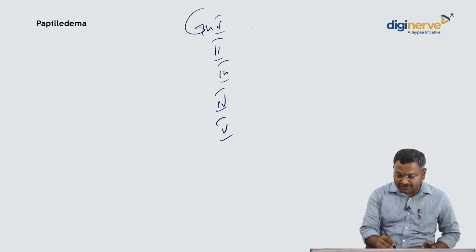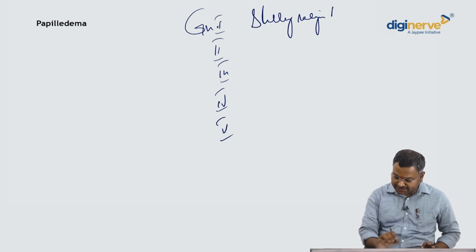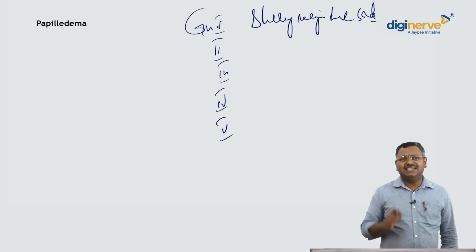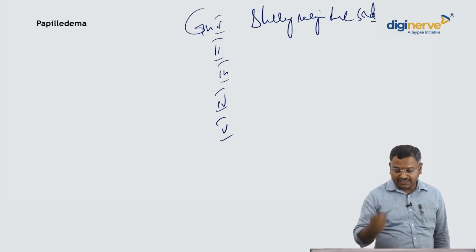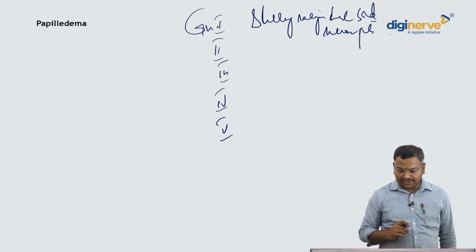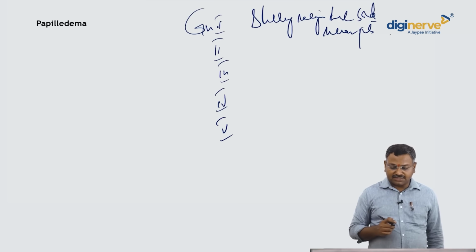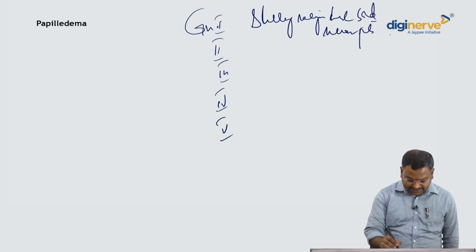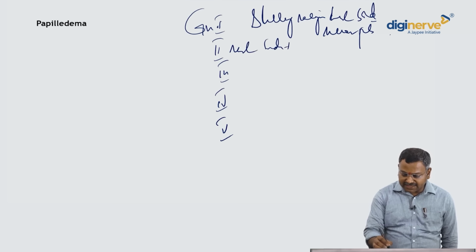So there is a blurring of the margin. Margins are blurred, especially the nasal border is blurred. The spontaneous venous pulsations that you see, the vessels that you're seeing are the veins, become decreased. So that is an important finding: blurring of the margins with decreased venous pulsations. Grade 2 is where the nasal border as well as the temporal border is blurred.